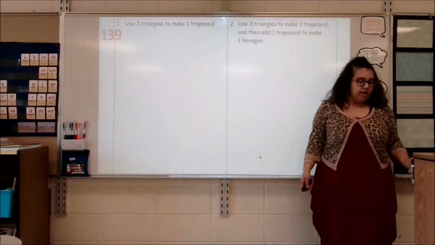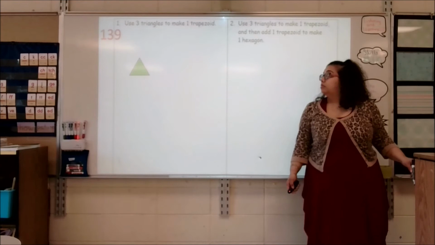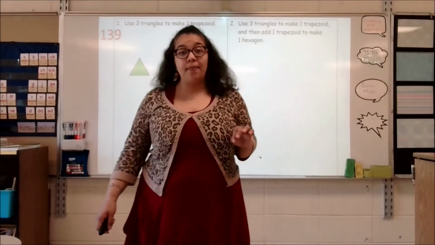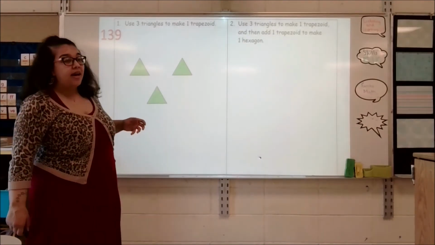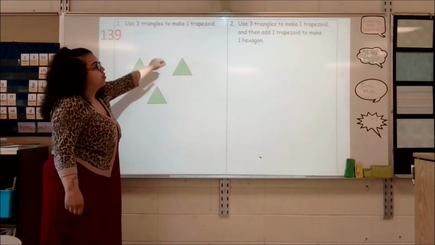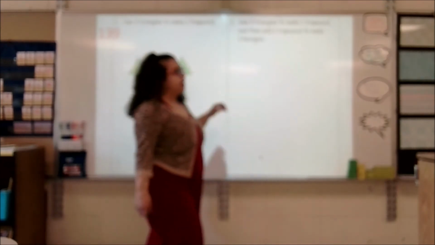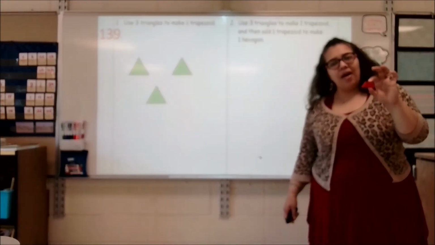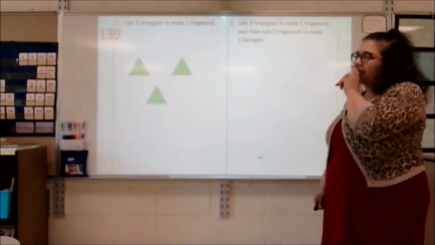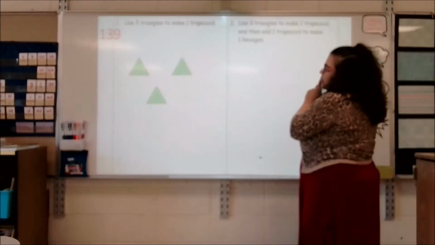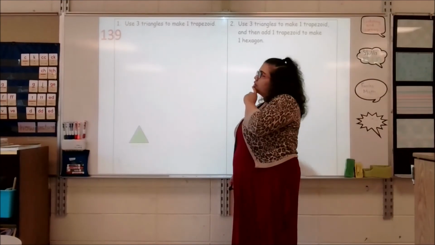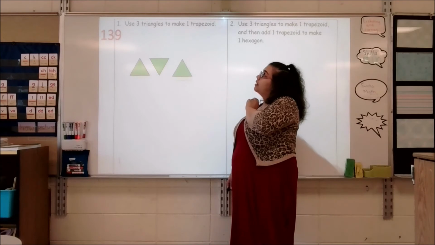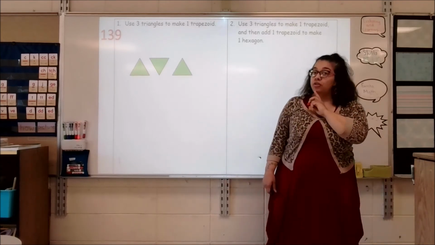So let's look at our 3 triangles. And we have 3 triangles, and we're going to use these to make a trapezoid. Well, that probably means we're going to have to do some things to it. So 1, 2, 3 triangles. How are these 3 triangles going to make this trapezoid? Okay, well, how about this? Let's start by turning the middle triangle upside down. Do you see what I see?